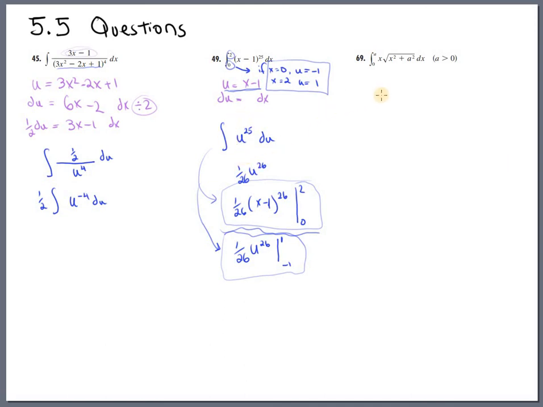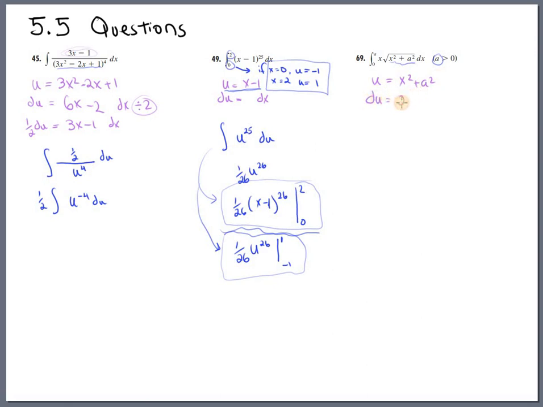Okay, so the last one I wanted to look at was 69. And 69 has this x squared plus a squared. They point out that a is just a constant. It's some number that's bigger than 0. So when you go 0 to a, you're going forward, not backwards, as far as what it looks like graphically. But anyway, it certainly seems like x squared plus a squared is inside the root, so it's going to be our u.